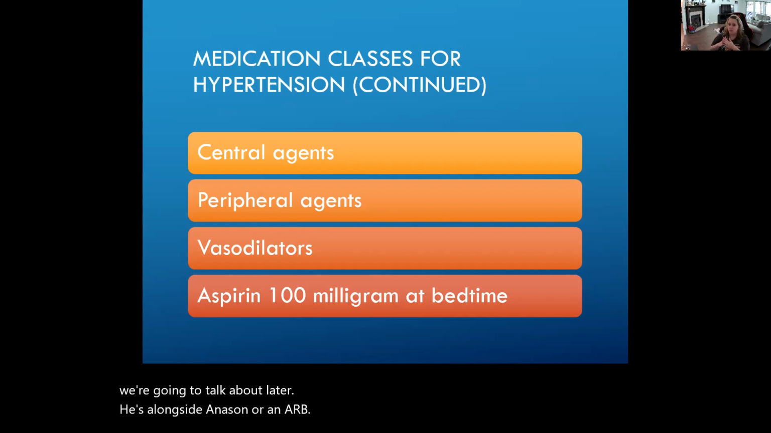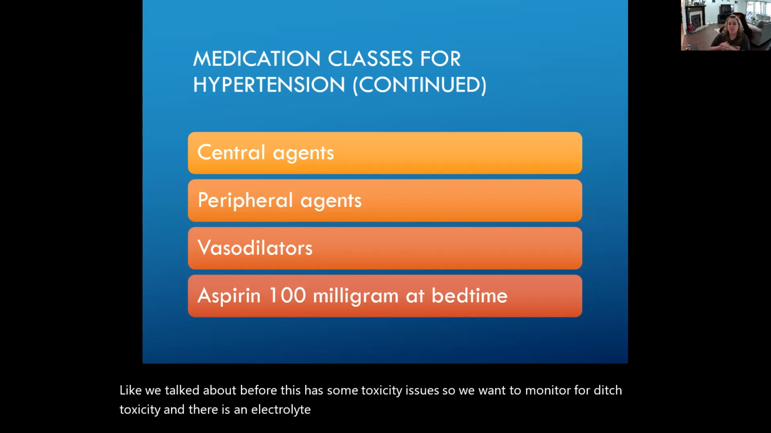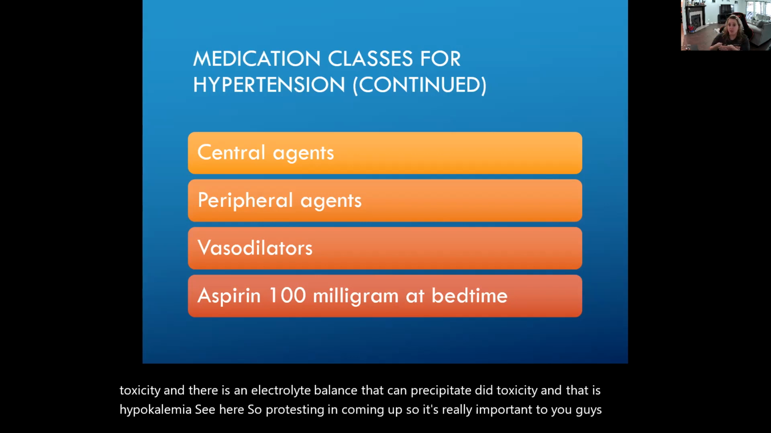Again, like we've talked about before, this has some toxicity issues, so we want to monitor for dig toxicity. And there is an electrolyte imbalance that can precipitate dig toxicity, and that is hypokalemia. See, here's our potassium again coming up. So it's really important that you guys know hypokalemia, okay, especially when we're talking about cardio.